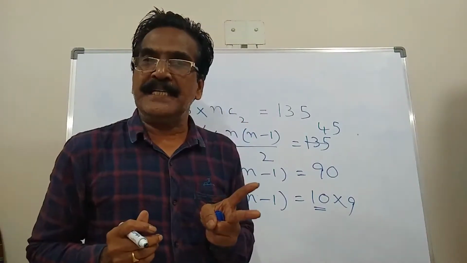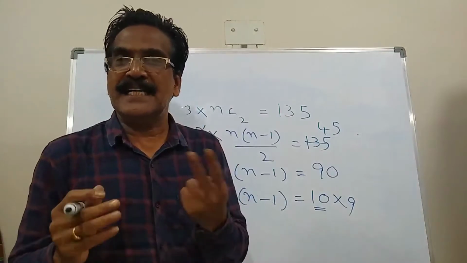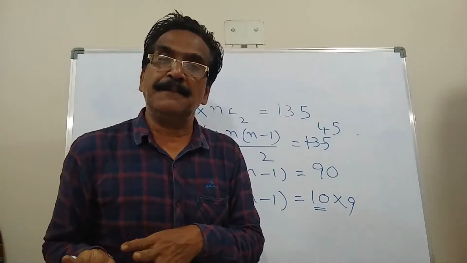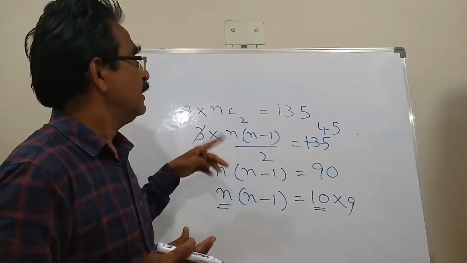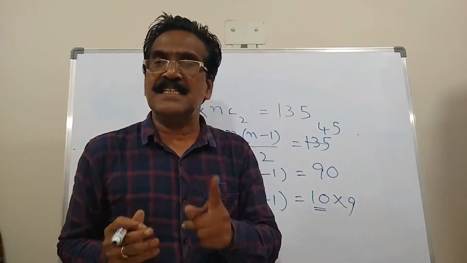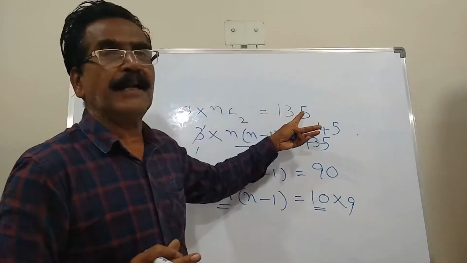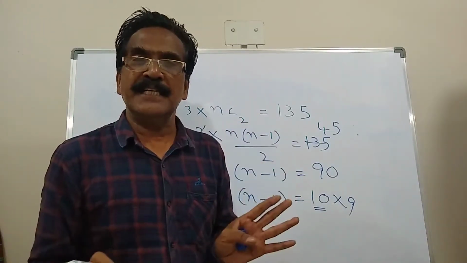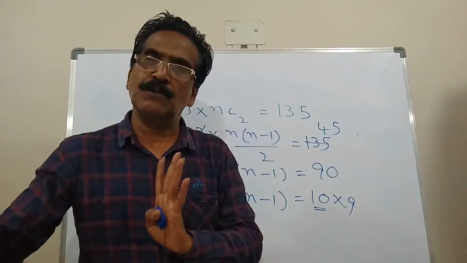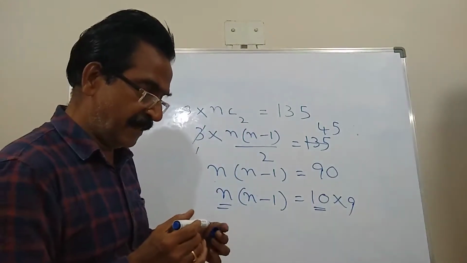If each player plays 2 times against the remaining players, then you have to put 2 here. If each player plays only once against the remaining players, you will not write anything. Simply the number of matches is equal to nC2, that is n into n minus 1 by 2 is equal to the given number. Okay friends, this is another important problem.